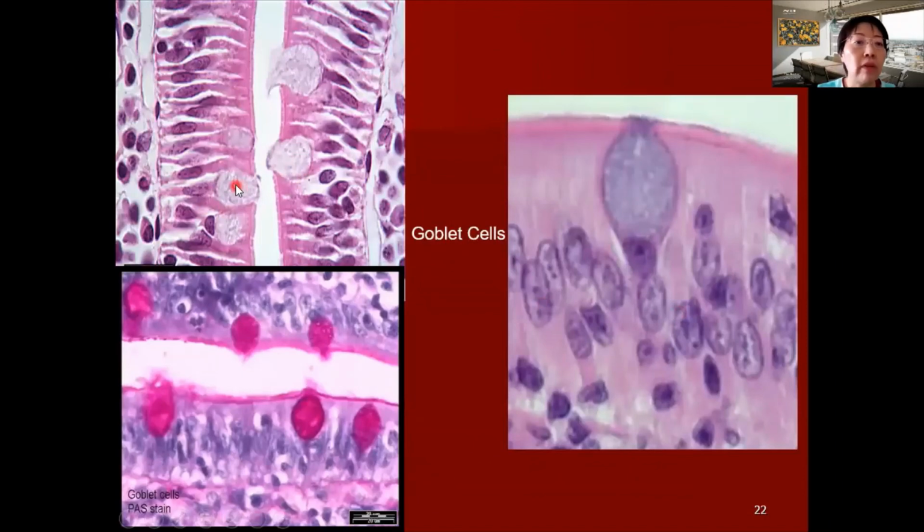Now, the goblet cell is very clear here. So this is the goblet cell. Okay, this is the goblet cell. This is more like a goblet cell. The nucleus is like this one. Okay, the nucleus is not elongated like this. Okay, the nucleus is like this.